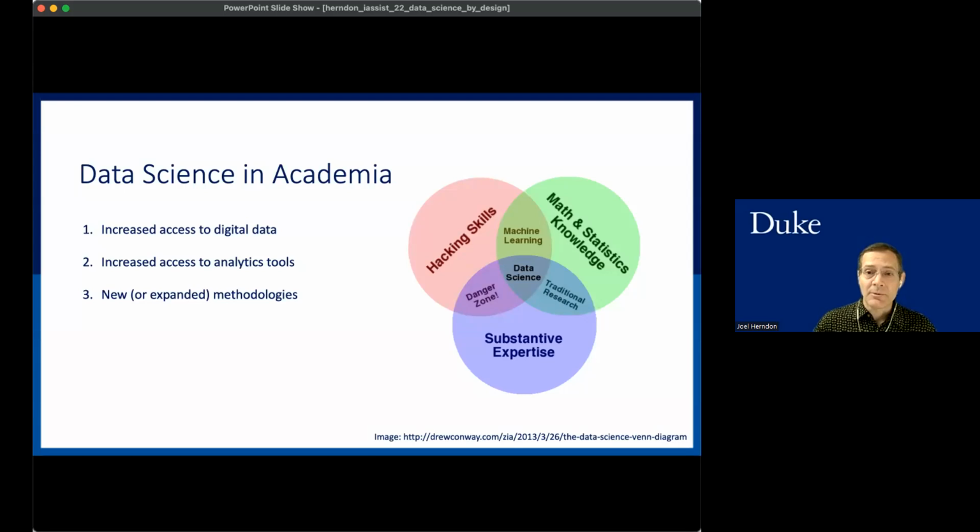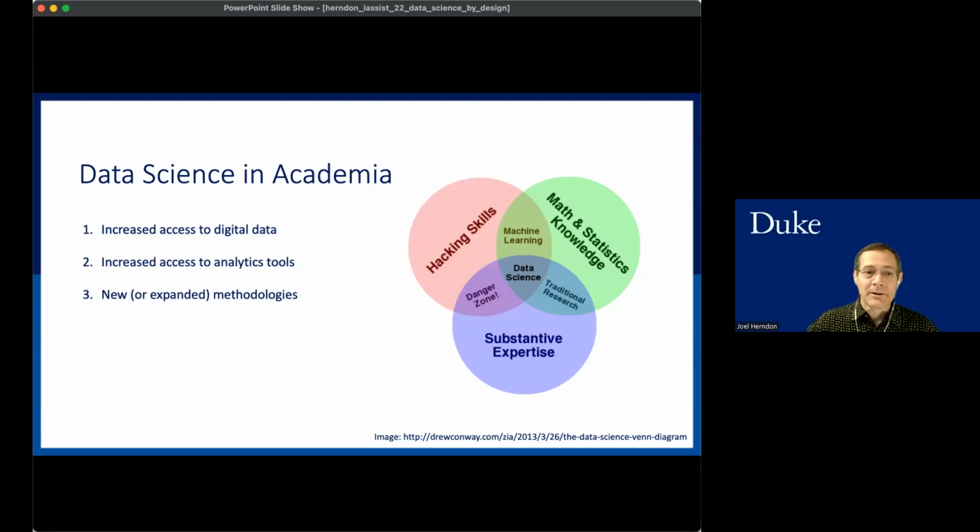Inside of academic libraries, I think we've seen the rise of data science in the last 10 years mostly in three different ways. One, there's a very large increase in access to digital data. And when I say that, I'm not just talking about numeric data, but a large rise of digital material that can be systematically analyzed, whether that's text corpora, sound files, or video files.